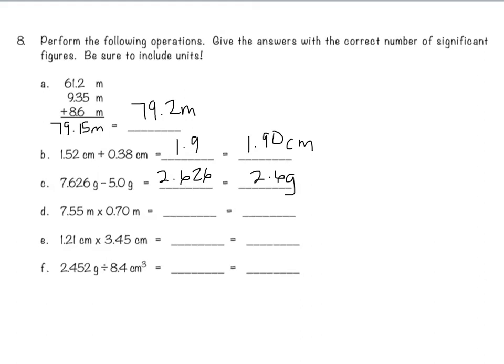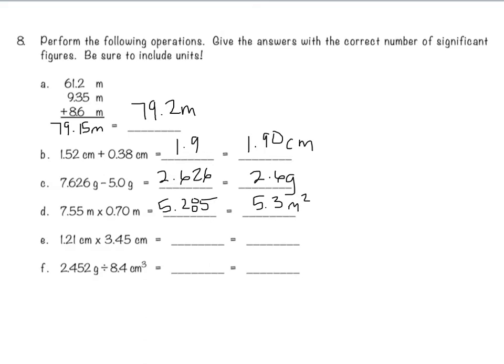Okay, looking at letter D, this is the first one that has multiplication. If you take 7.55 meters times 0.70 meters, your calculator is going to report 5.285. Okay, so we're limited to 2 sig figs because 0.70 has only 2 sig figs. So you must round this to 5.3. The units are going to be meters squared.